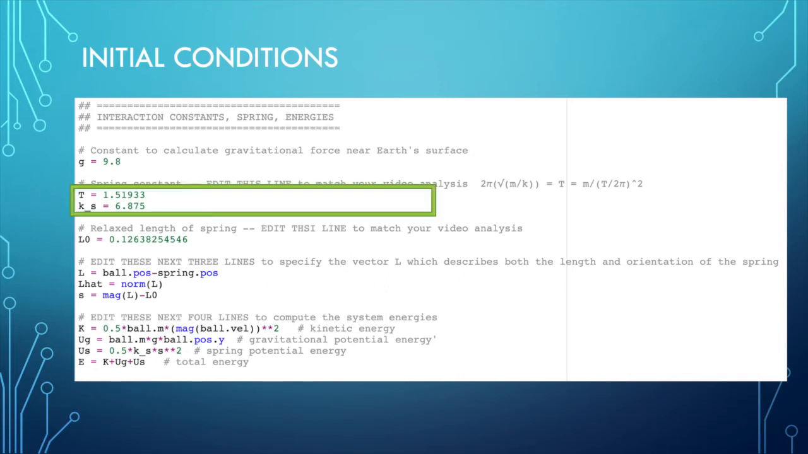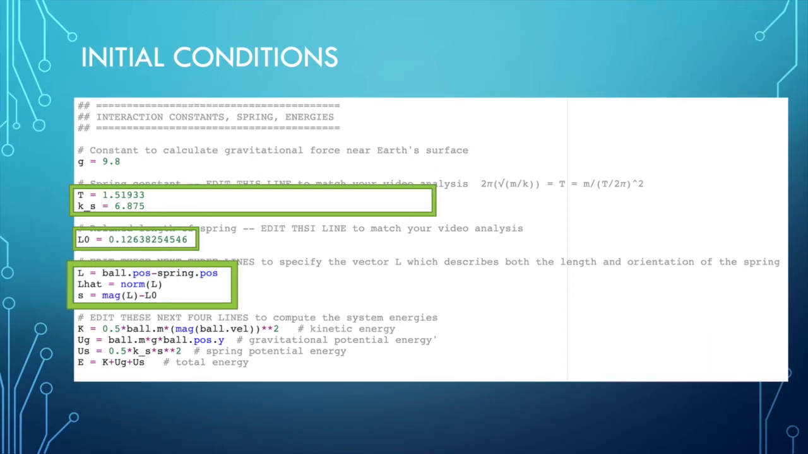L0 is calculated by subtracting L from mass times acceleration due to gravity over stiffness of the spring, which gives us 0.126 meters. L is essentially the ball's position, since spring.pos is the origin. L hat is simply the unit vector of L. S is the distance of the mass from the equilibrium. Hence, we take the difference of L and L0.